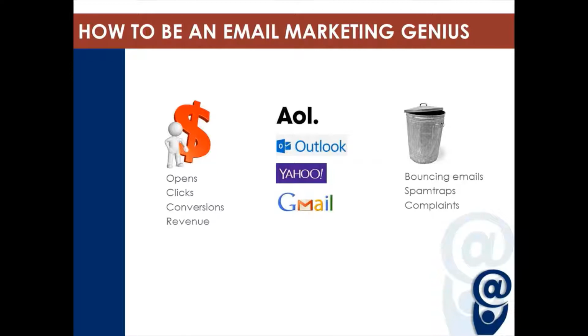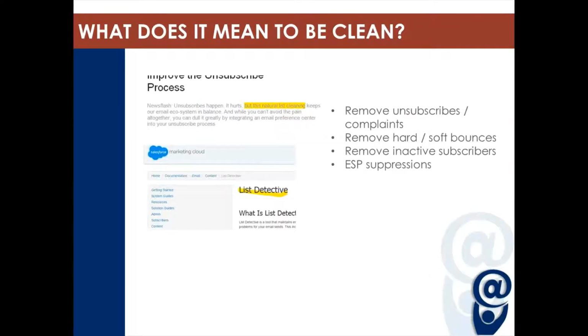But let's dig into this a little bit deeper. I've said that you want to spend a lot of time focusing on the cleanliness of your list, of your email addresses. What does that mean? We hear a lot about list cleaning or cleanliness in the email space. And here are a couple of screenshots, for example, from ExactTarget or Salesforce Marketing Cloud. They have a few features in their ESP solution that help marketers manage their data quality.